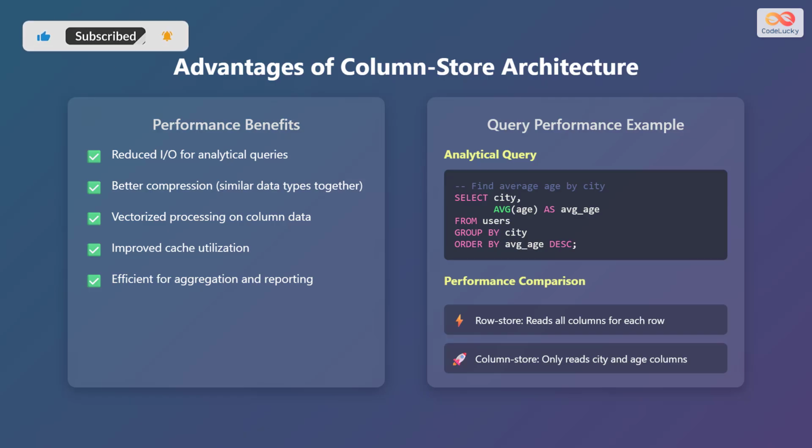The query performance example shows an analytical query to find the average age by city. The illustration demonstrates that a row store reads all columns for each row, while a column store only reads the city and age columns, resulting in faster execution.